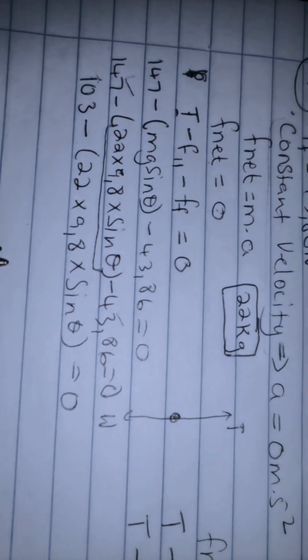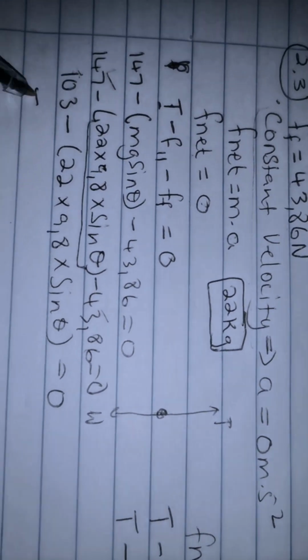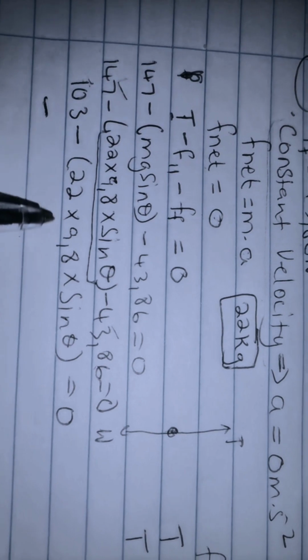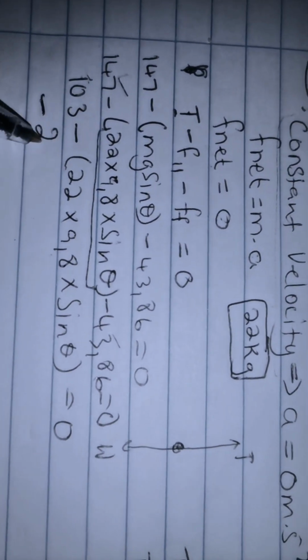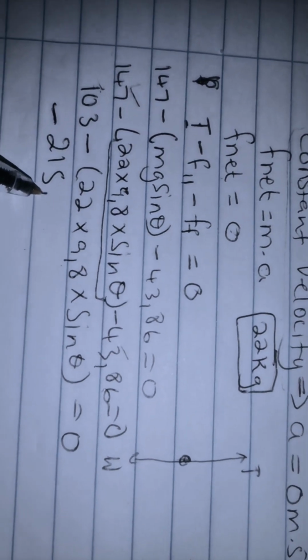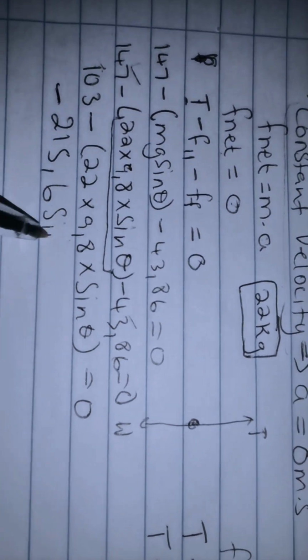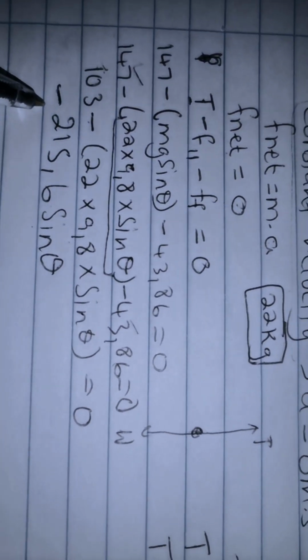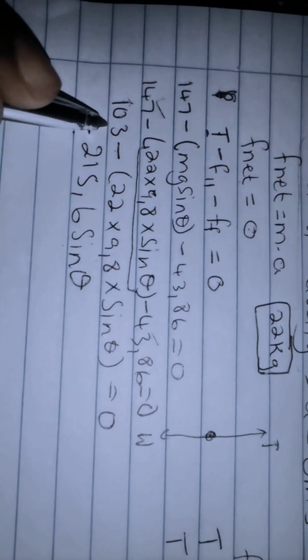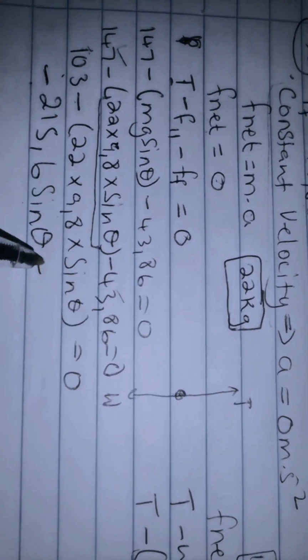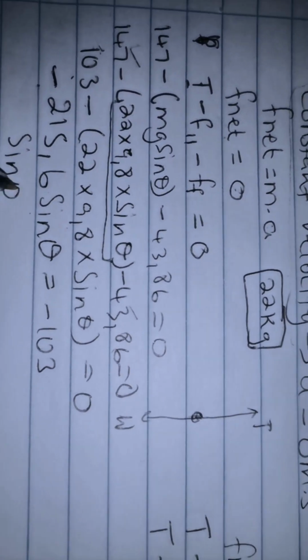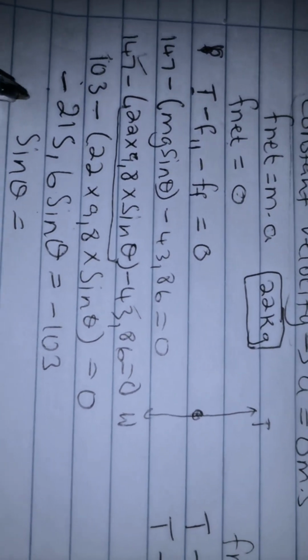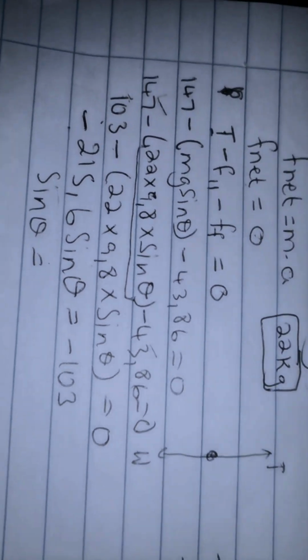To the right, and it's going to be negative 1 over 3, equal to negative 22 times 9.8 times sine theta, 215.6 sine theta. Remember, this negative is going to come down here, and I'm going to transpose this 103 to the right, equal to negative 103. Therefore, my sine theta is equal to, I'm going to divide both sides by negative 215.6.